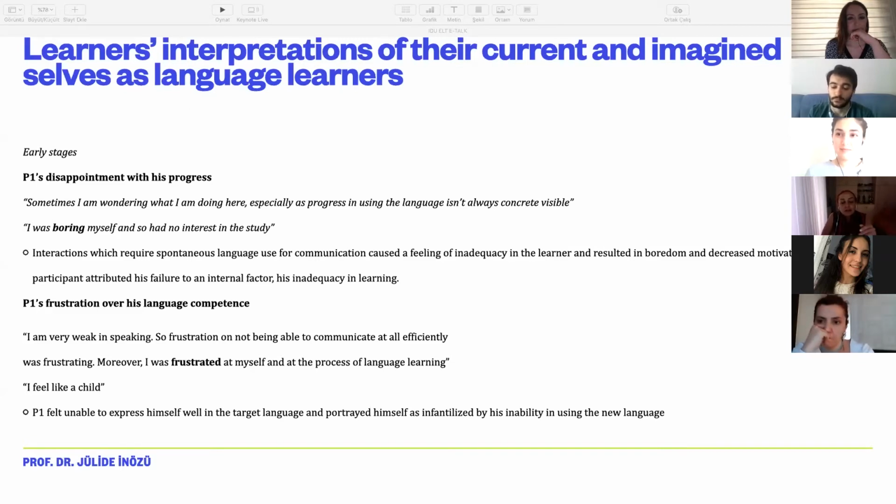Then after some time, we see another quote from the same participant. He said, I am very weak in speaking. So frustration on not being able to communicate at all efficiently was frustrating. Moreover, I was frustrated at myself and at the process of language learning. And have a look. The participant said, I feel like a child.